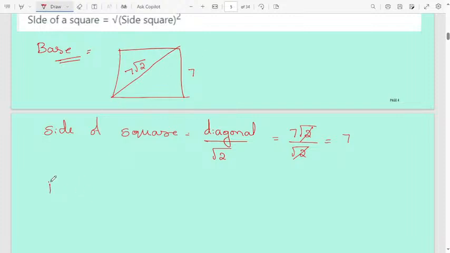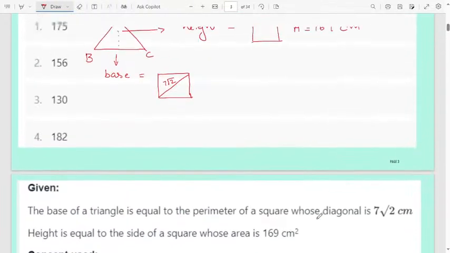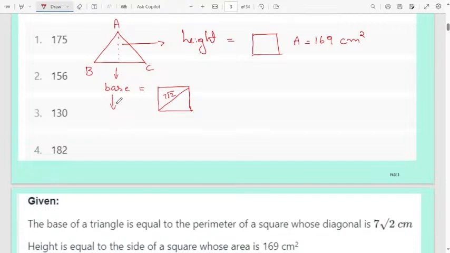Then how to find out the perimeter of this square? Perimeter of square will be equal to 4 into side. Then 4 into side value is 7 centimeter. 7 fours are 28. It is the value of the base of a triangle. Here, the base of the triangle, what is the value we got here? This is 28.